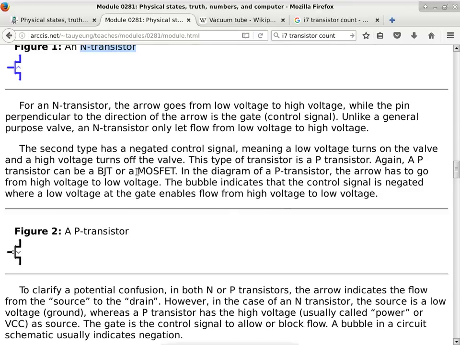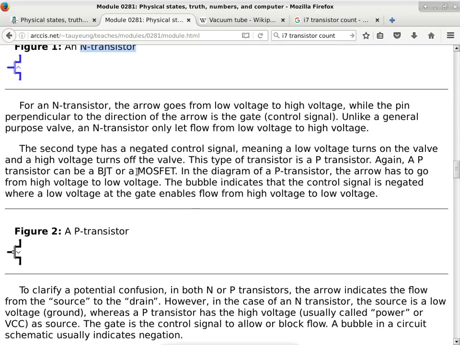Is that okay? Well, that makes a P transistor just as easy to understand. It's just negated. So when the input voltage is high, the transistor is turned off. So the valve is off. It does not let flow through. The only time when a P transistor is turned on is when the gate voltage is low. So when the bubble is experiencing a low voltage, that is when the device is turned on and allows flow to go through. Is that okay? All right.